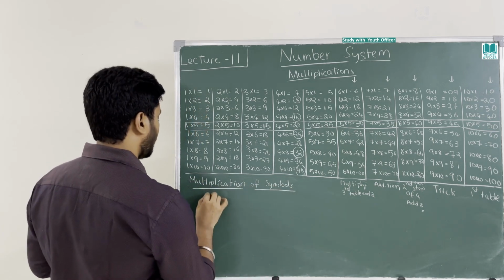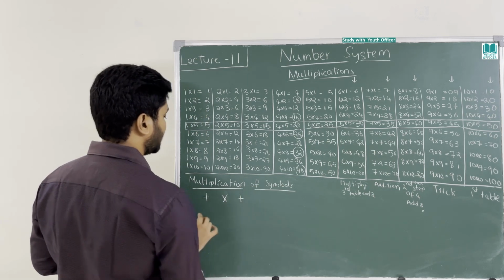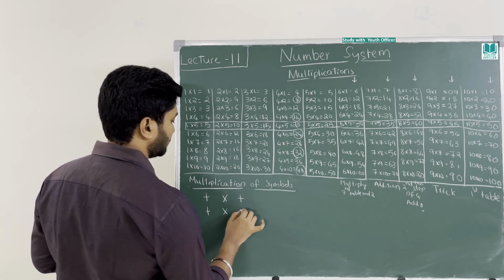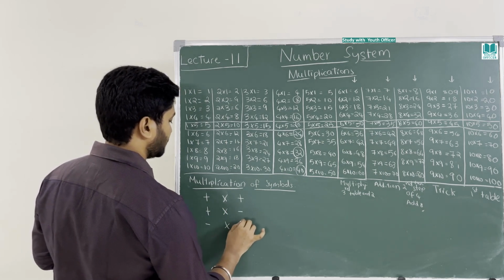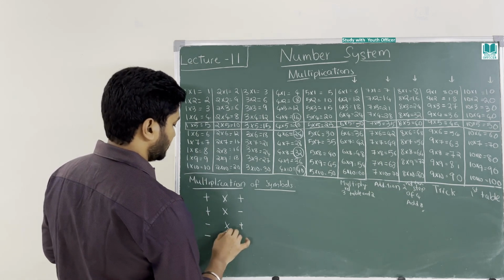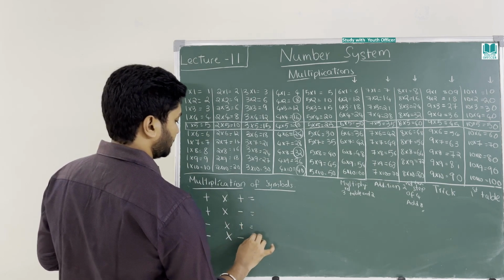Nothing. If you take positive and multiply with positive, what will be the answer? If you take positive and multiply with negative, what will be the answer? If you take negative and multiply with positive, what will be the answer? If you take negative and multiply with negative, what will be the answer? These are very, very important to you.